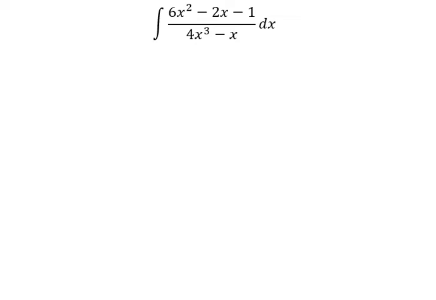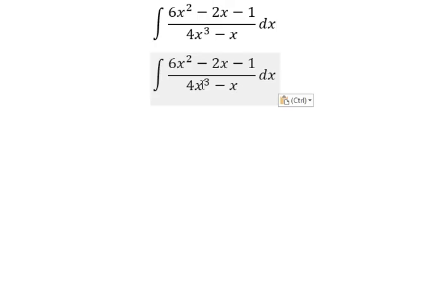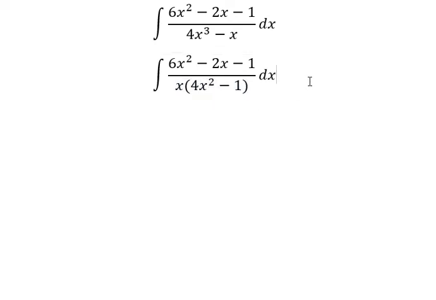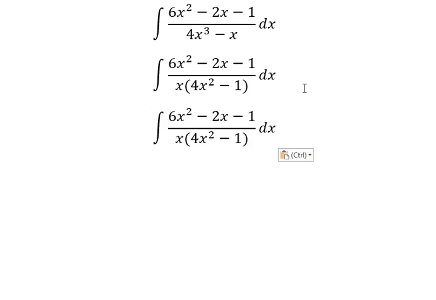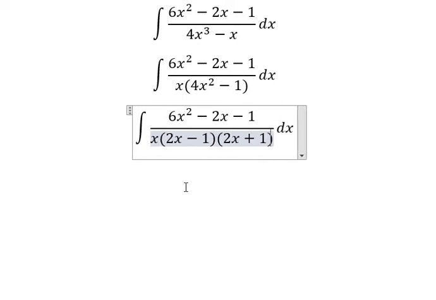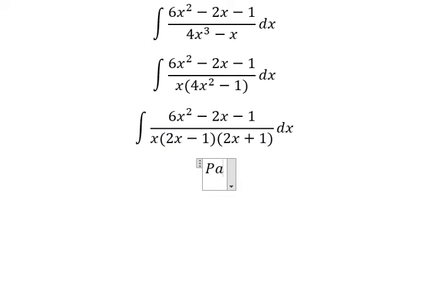So now I will show you how to answer this one, about x and x to the power of 3. We can do factorization. Next, this one is about identity, so I can put it into 2x minus 1 and 2x plus 1. Now, we can use partial fractions.